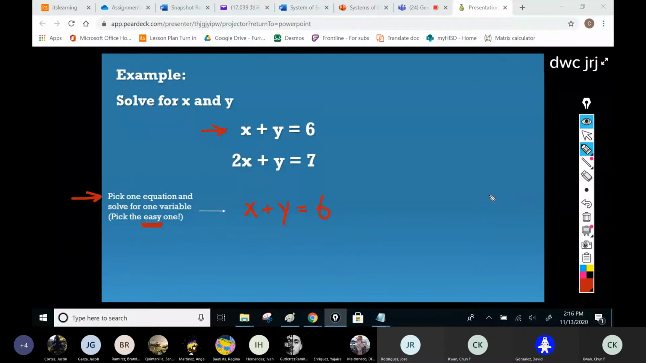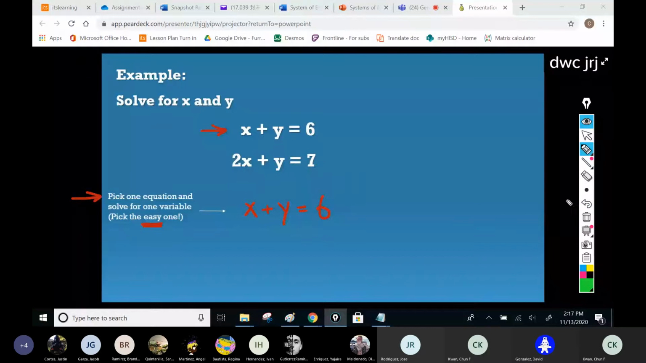All right, I will solve for one variable. How about we just solve for x for now, all right? If I want to solve for x, I have to remove the positive y. I've got to put it on the other side. I've got to dump it to the right.